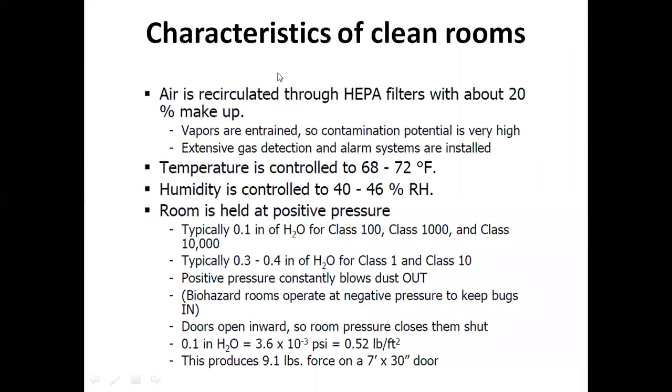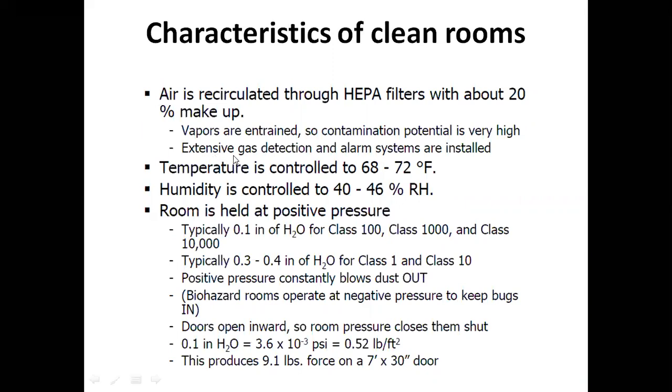Characteristics of a clean room: air is recirculated through HEPA filters with about 20% makeup. 20% fresh air is added in the circulated air inside the clean room. Vapors are entrained, so contamination potential is very high. Why are we doing makeup? Because we are entraining dangerous gases, vapors, fumes, so the contamination potential is very high. So we have to add fresh air to the recirculated air.